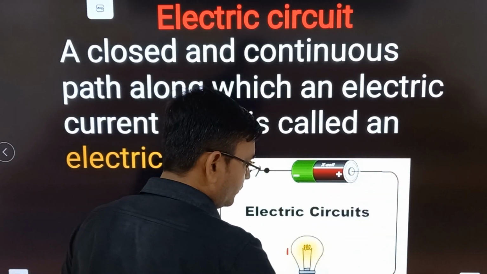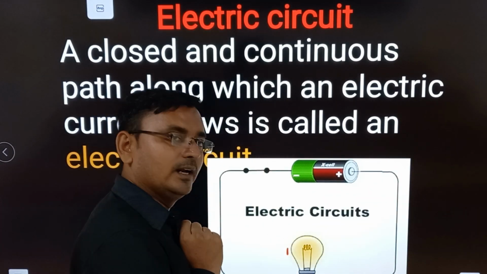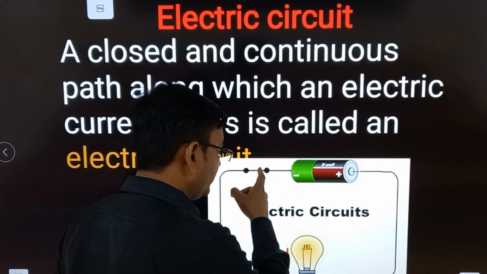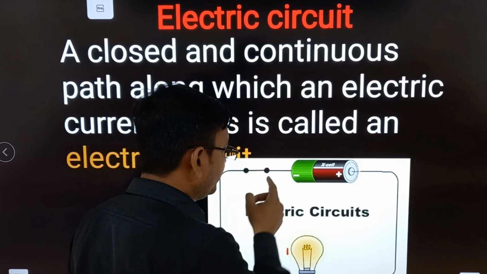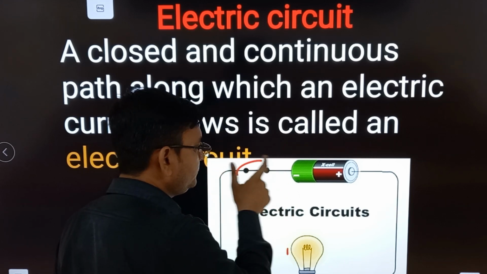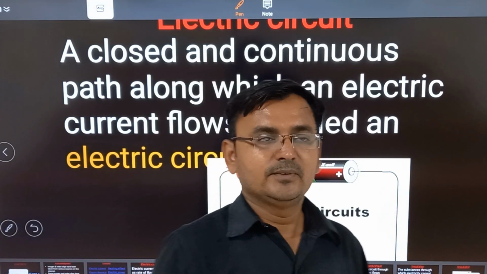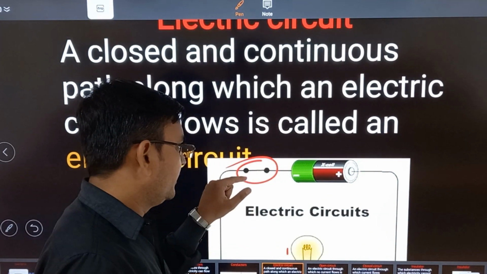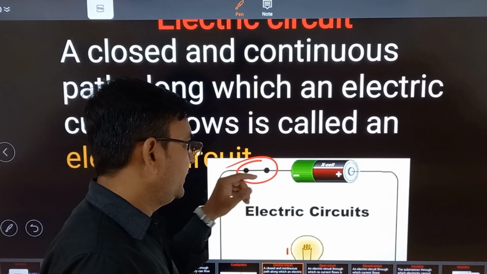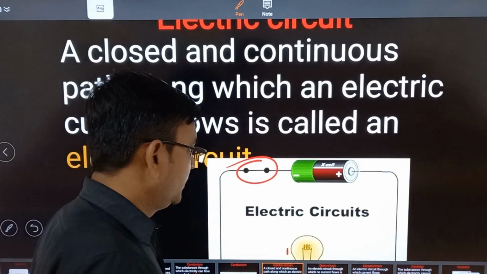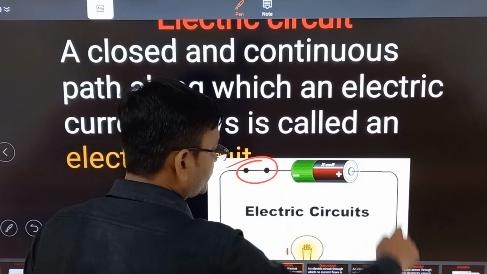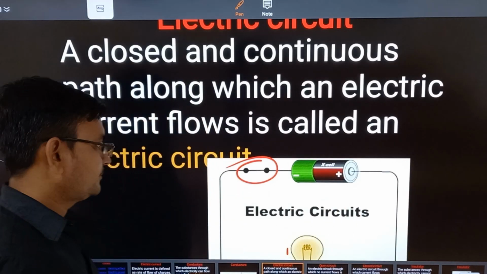The positive terminal is connected to the lamp. The negative terminal is also connected to the lamp through this device. What is this? It is a key. Here this key is in a closed position. So this is the closed circuit, right?